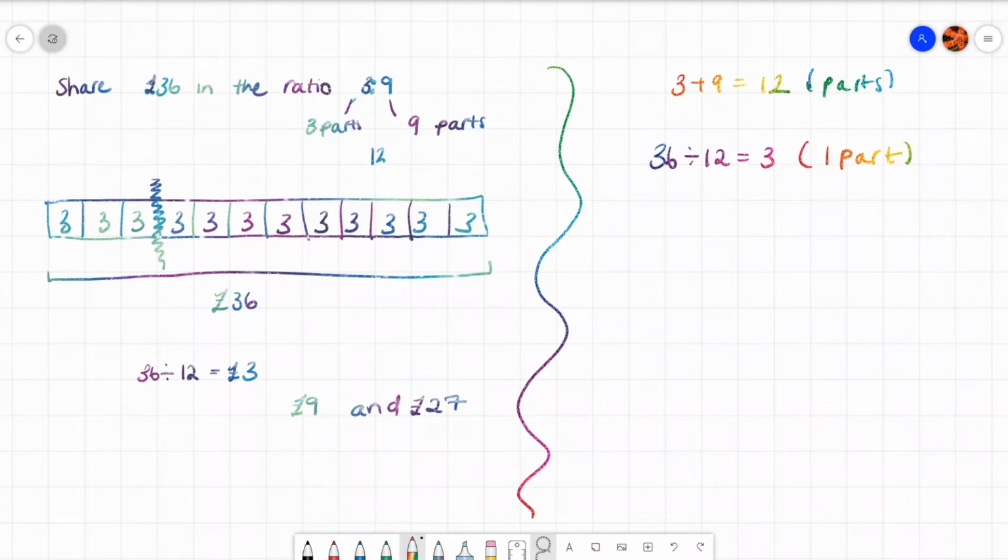Then I want to know 3 parts, and I want to know 9 parts. So what I'm going to do is 3 times 3, because 3 is worth one part, which is 9, and then I'm going to do 3 times 9, which is 27. And there you are. I've worked out the same question in a different way. Obviously, the method with the bar may seem a little bit longer because you're drawing, but it isn't as long as it seems, and plus it's more visual, so I'd highly recommend this bar method.